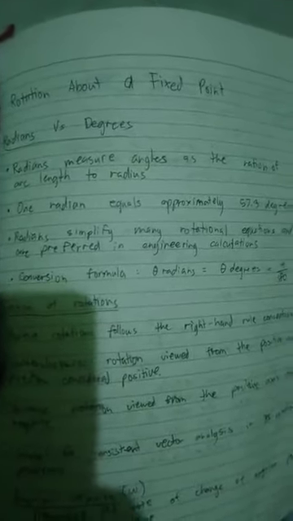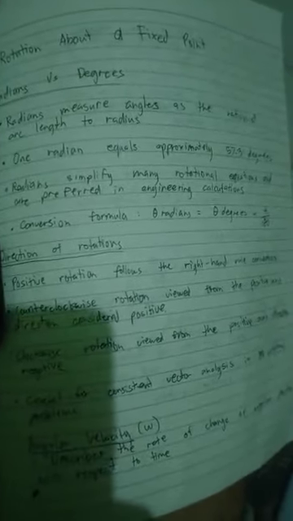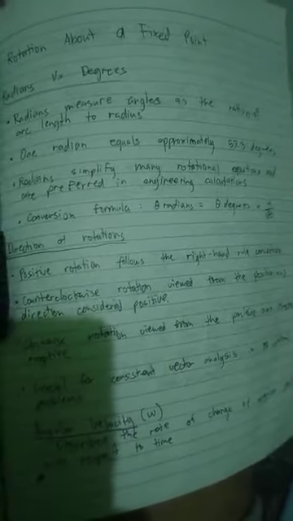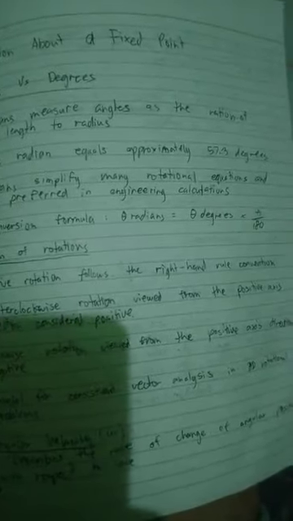Before that, we must learn about radians versus degrees. Radians measure angles as the ratio of arc length to radius. One radian equals approximately 57.3 degrees. Radians simplify many rotational equations and are preferred in engineering calculations. The conversion formula is theta in radians equals theta in degrees times pi over 180.